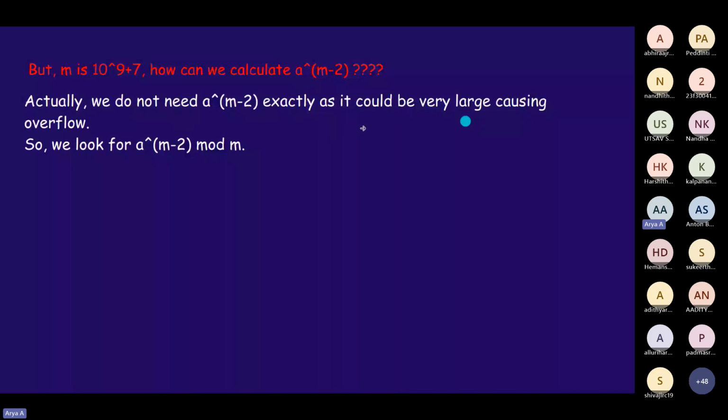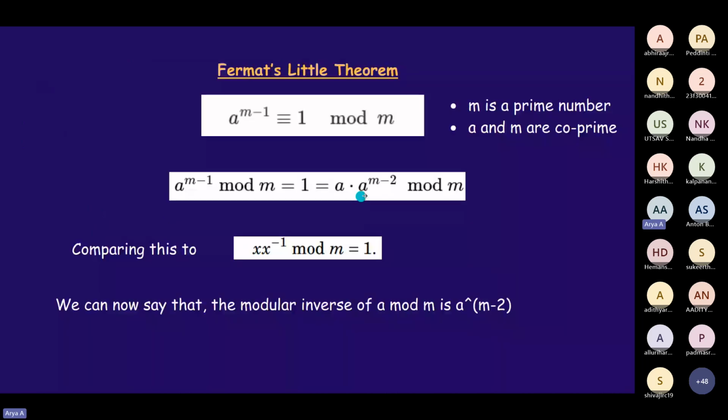How are we going to tackle this problem? We look for a power m minus 2 mod m. So this is what we call the modular inverse again. You can try to understand how this is the modular inverse. Again, if you go back to this part, in place of a power m minus 2, if I have a power m minus 2 mod m, still this equation is satisfied. You can try using the multiplication rule.